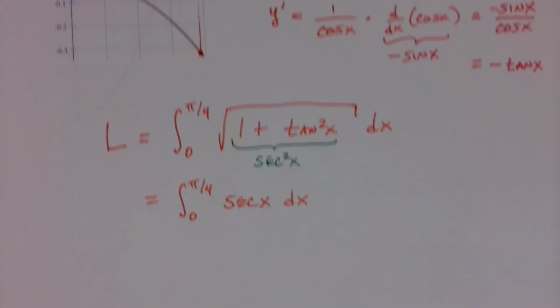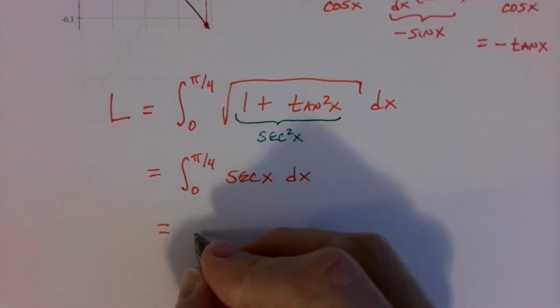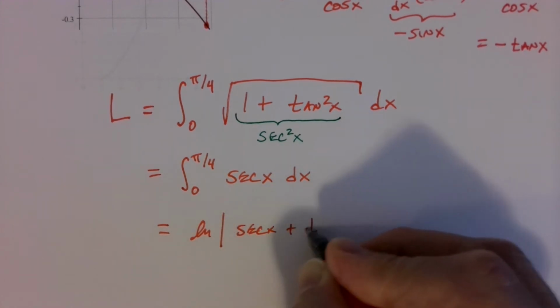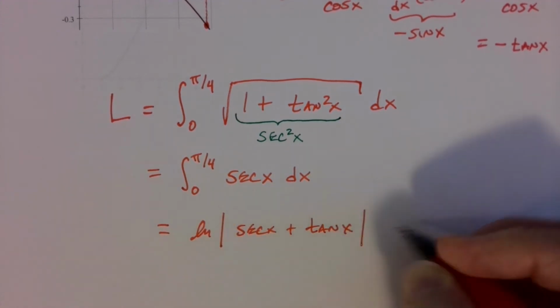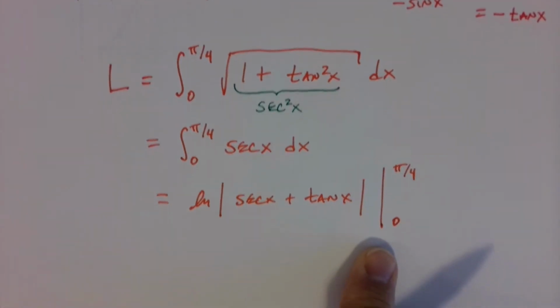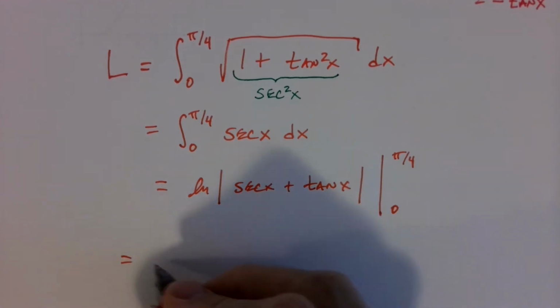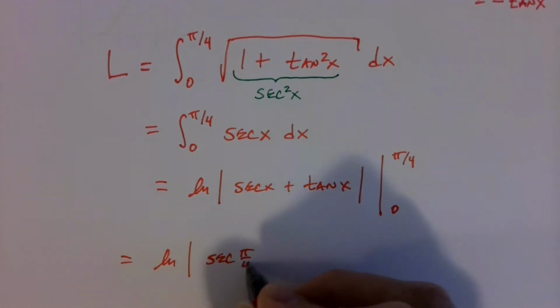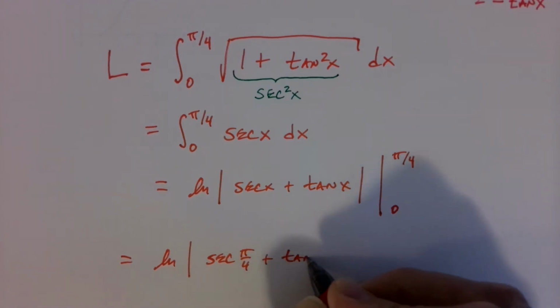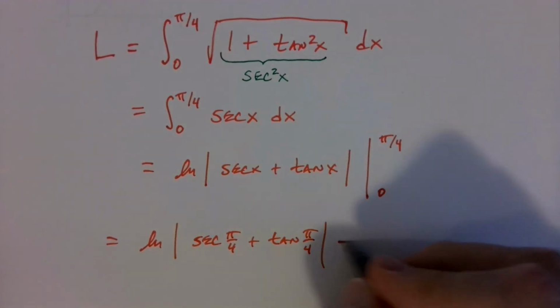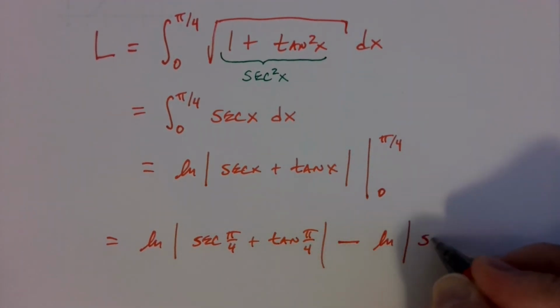And what is the antiderivative of secant x? Well, we've learned that. That is the natural log of the absolute value of secant x plus tangent x. And we're evaluating that at pi over 4 and at 0. So there's the evaluation at pi over 4 minus the evaluation at 0.